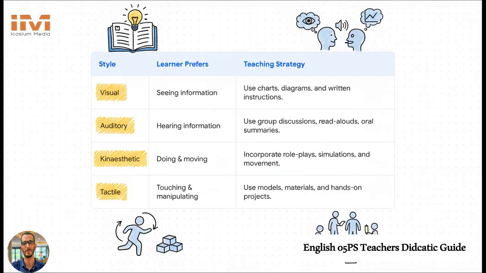Now this table right here, this is your secret weapon for differentiation. It breaks down the 4 main ways your students learn: visual, auditory, kinesthetic, and tactile. The whole idea is to mix it up. Use charts for your visual kids, discussions for your auditory ones, and get those kinesthetic and tactile learners moving and doing things. That's how you reach everybody.